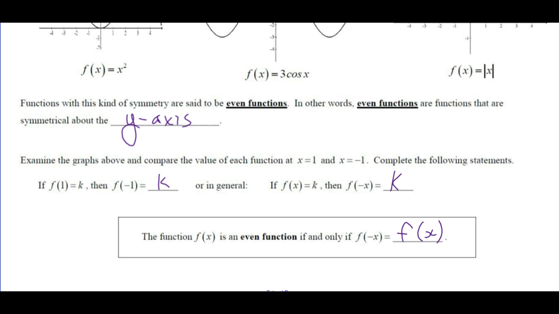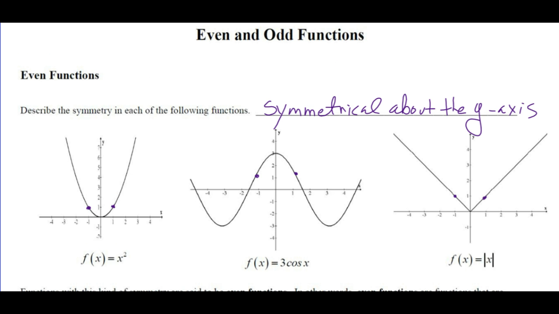So if we want to test, what does this say? When you replace x with -x, that's the reflection in the y-axis, right? You know that from 30-1. Just basic transformations. X replaced by -x gives me a reflection in the y-axis. And that's what an even function is, right? It's a reflection in the y-axis.